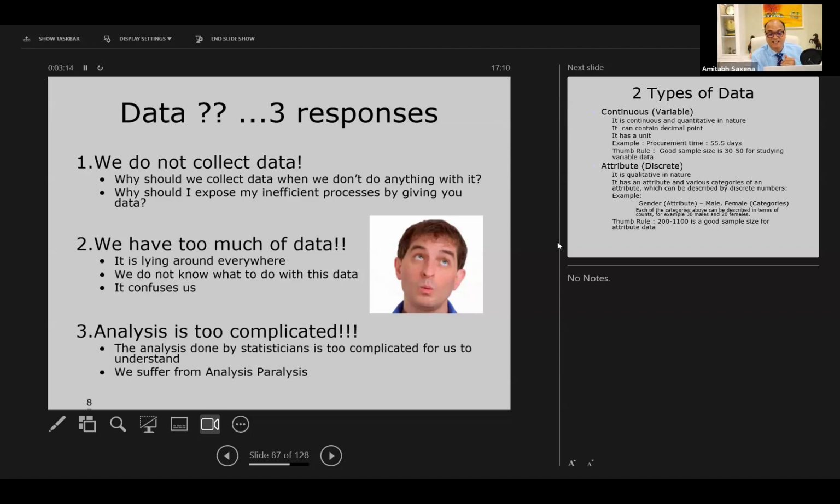Do you have the data related to that? Oh, no, we don't have data. Just collect 30, 40 samples and make conclusions about the large population. So that is where sampling comes into the picture.